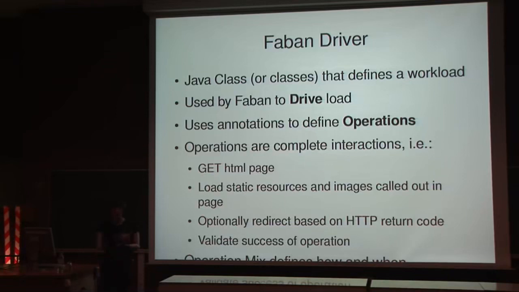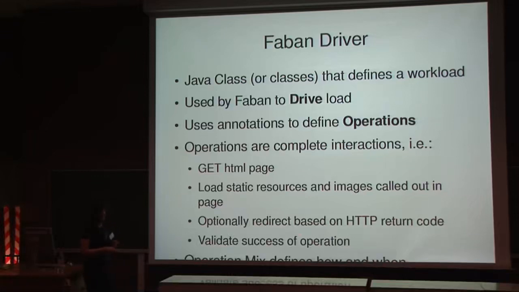Another example would be a form data HTTP post request. The response code may be a redirect, in which case the operation may act on the redirect and redirect the user to another page, not effectively viewing the page, but the simulated user itself. And it also validates the success of the operation. So if the operation fails, it throws an exception, and Faban registers that as a failure.